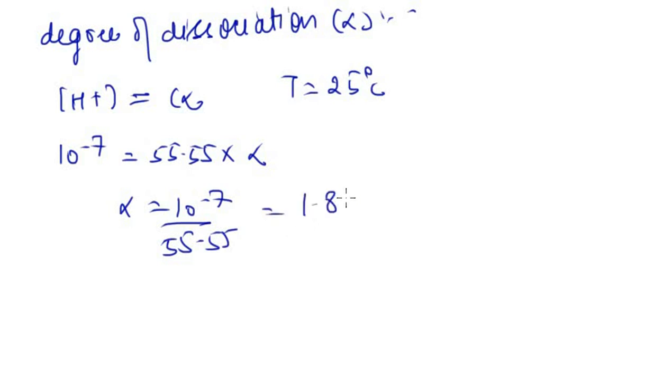So that turns out to be 1.8 into 10 to the power minus 9. So it turns out to be 1.8 into 10 to the power minus 7 percent. So you can say it is very less: out of 100 moles of water, only that much will dissociate. So it is a little bit more than 0, you can say. So water is a very weak acid or a very weak base, right?